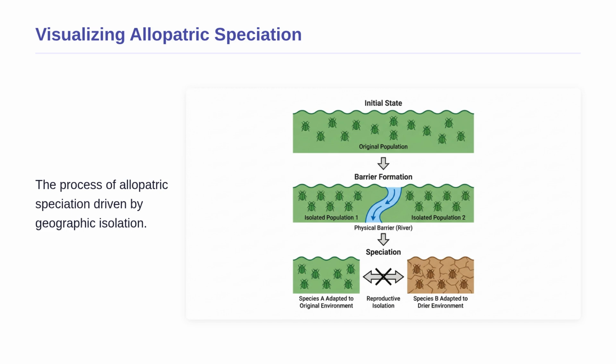As time passes, we reach the bottom stage, divergence and evolution. The barrier has caused reproductive isolation. The population on the left remains green, adapted to the original environment, becoming species A. The population on the right has turned brown, adapted to a drier environment, becoming species B.